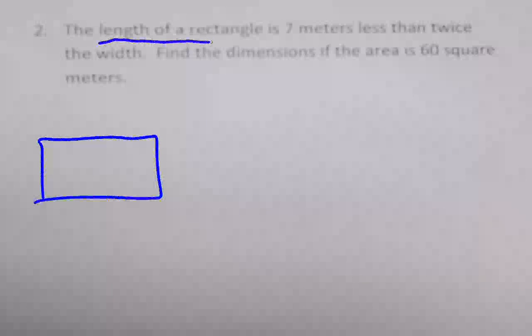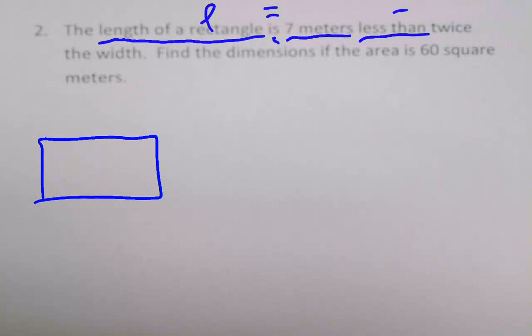The length of a rectangle, let's say that's L, equals 7 meters less than, which means I'm going to do a minus 7 at the end, twice the width, 2W. So please make sure if it says less than, swap the order that everything's appearing in your equation. Okay. So now I need to label my picture.